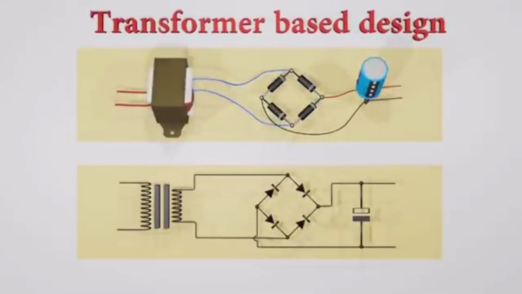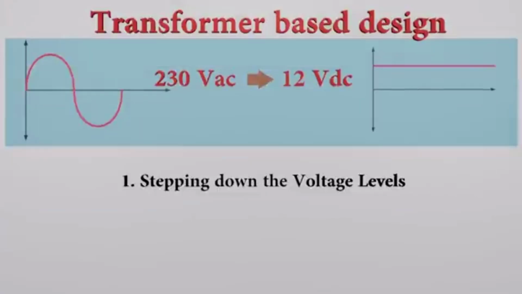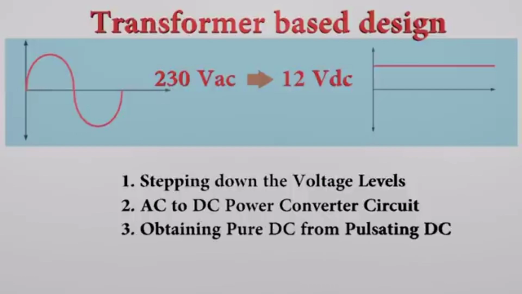Let's discuss how to convert 230 V AC into the desired DC value. In this video, we are describing a traditional transformer-based design. For ease of understanding, we are going to convert 230 V AC into 12 V DC. It consists of 4 simple steps. 1. Stepping down the voltage levels. 2. AC to DC power converter circuit. 3. Obtaining pure DC from pulsating DC. 4. Regulating DC voltage. Let's discuss one by one.